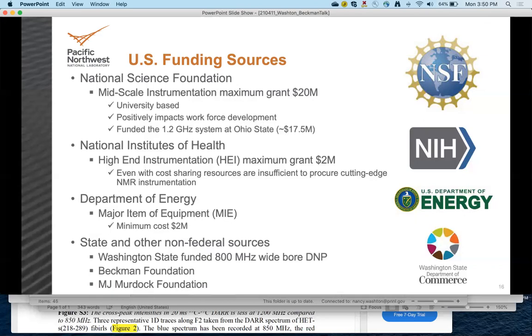There are two nonprofits that I found that fund larger scale instrumentation. One, of course, is the Beckman Foundation. Another is the MJ Murdoch Foundation, although in the last 5 years, the maximum price for instrumentation that they resourced was $1.5 million.